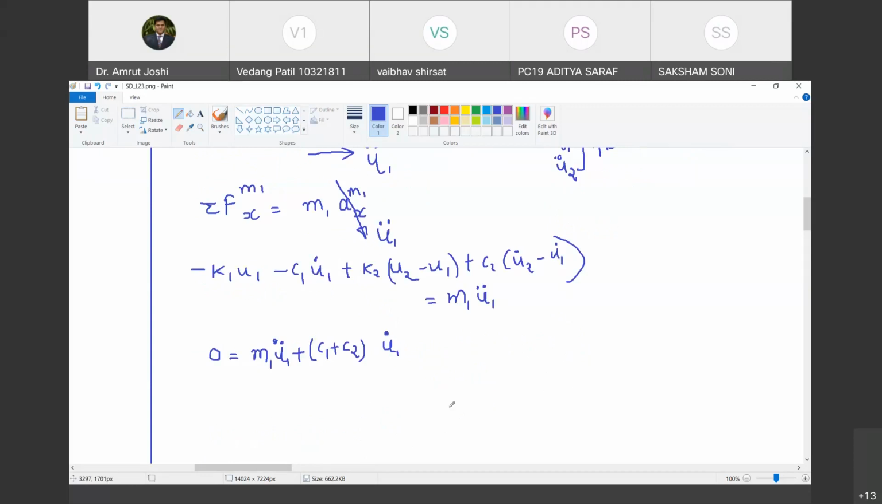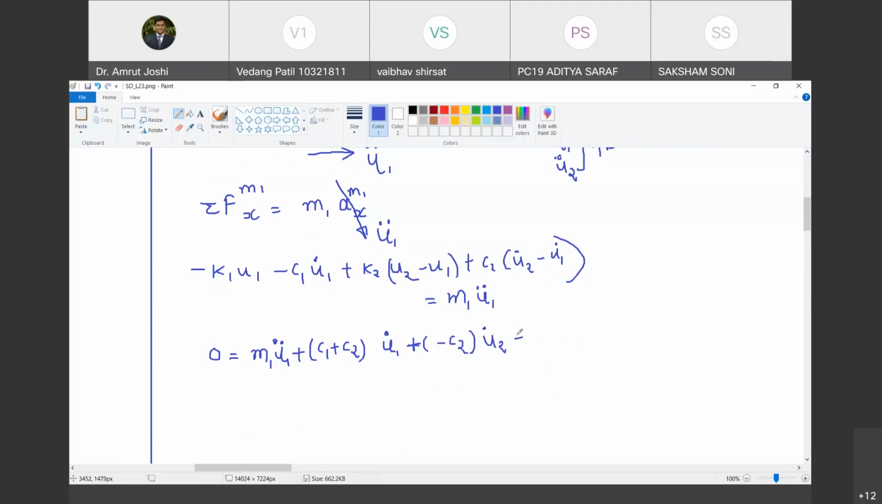Great. Now let us collect the terms in u2 dot. What are the terms in u2 dot? Tell me. u2 dot पे कौन कौन से terms है इसमें? C2. हाँ, so c2 into u2 dot, but it will go on the other side and it will become minus c2. Happy? Yes, sir. Great. What are the other terms? There are no other terms in u2 dot.